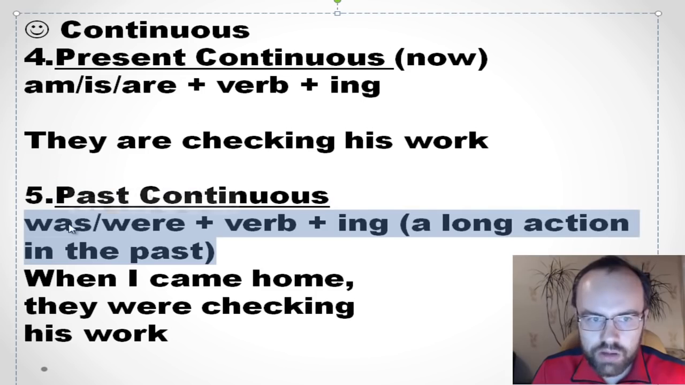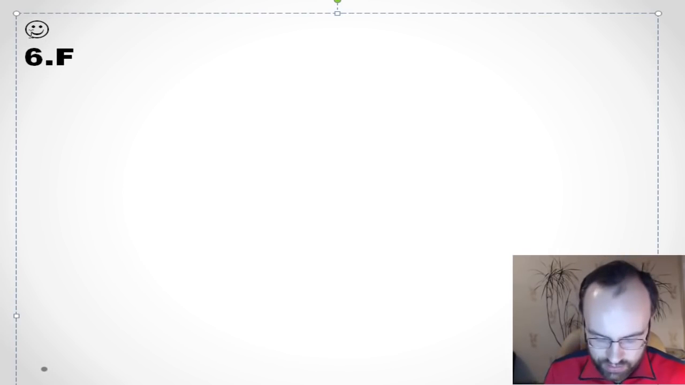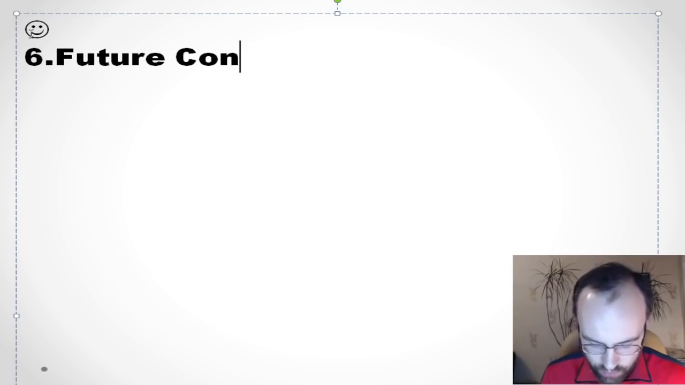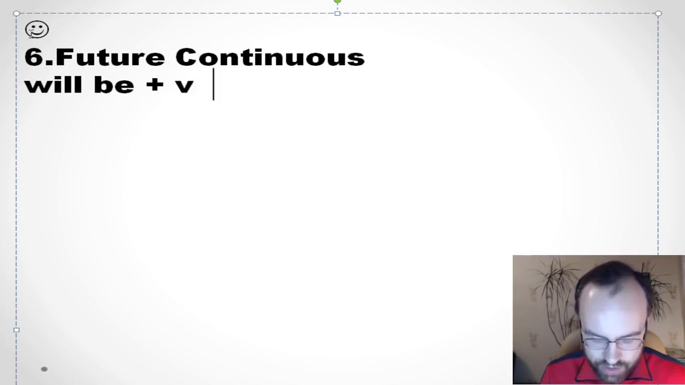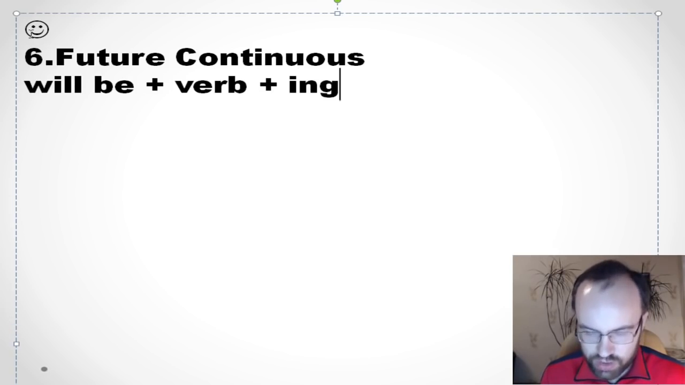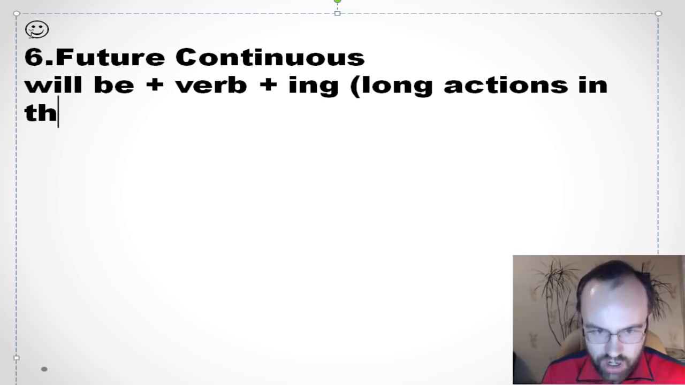was plus verb plus ing, good. And what about future continuous? Future continuous, and how do we form it? We form future continuous this way. So will be plus verb plus ing. So we use it for long actions in the future.